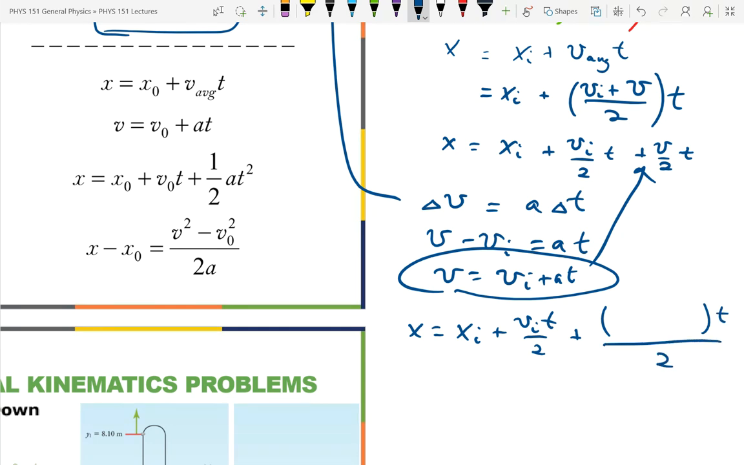so for V, I'm putting in that substitution. Now notice I have V initial T over 2 plus V initial T over 2. Those add together and you just get V initial T. And then I have to look at the last term, AT times T over 2. There's the over 2, one half. AT times T, we write as T squared.